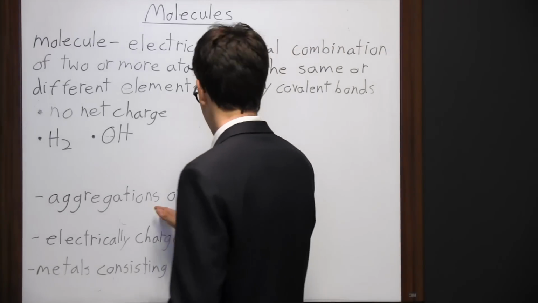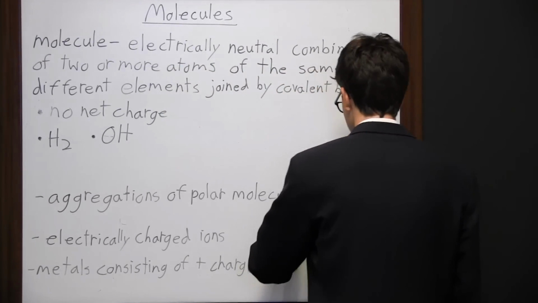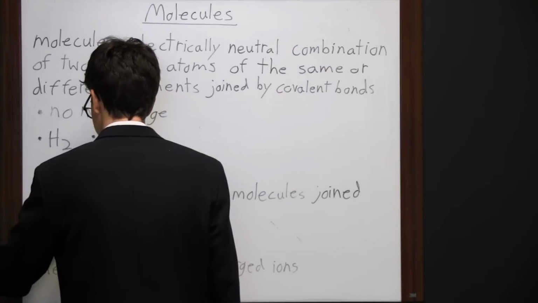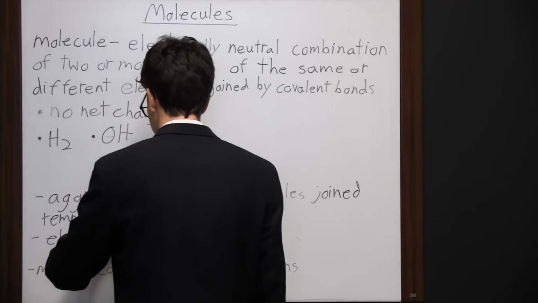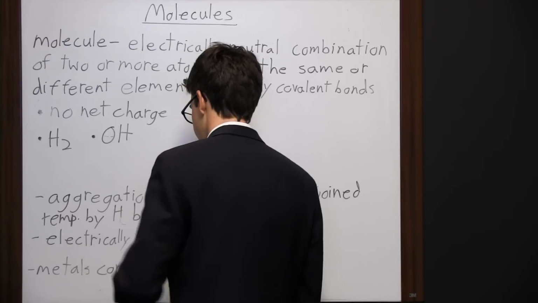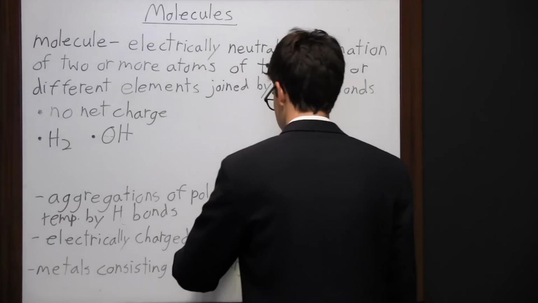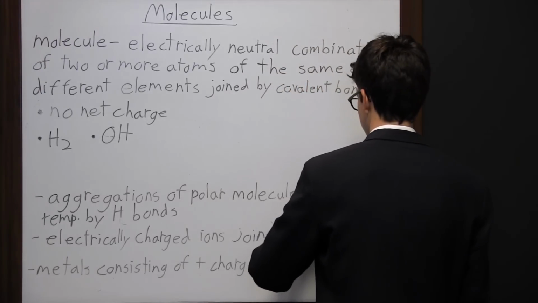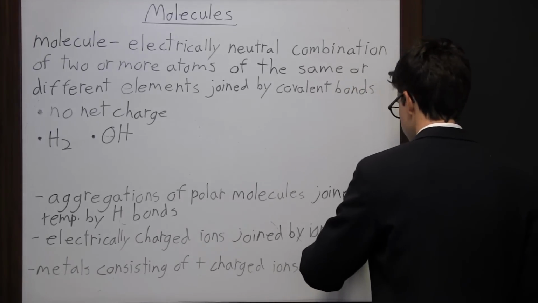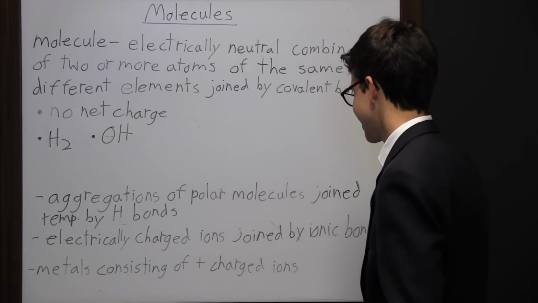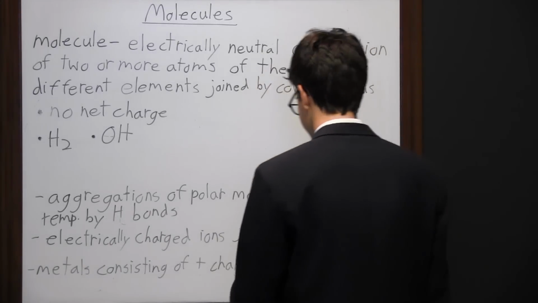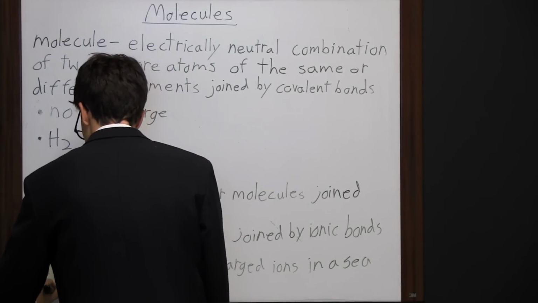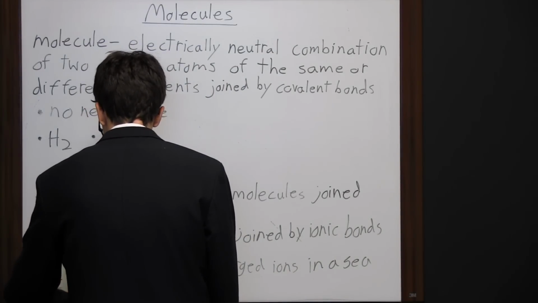So one is aggregations of polar molecules joined temporarily by hydrogen bonds. Another example is electrically charged ions joined by ionic bonds. And then finally, metals consisting of positively charged ions in a sea of delocalized electrons.